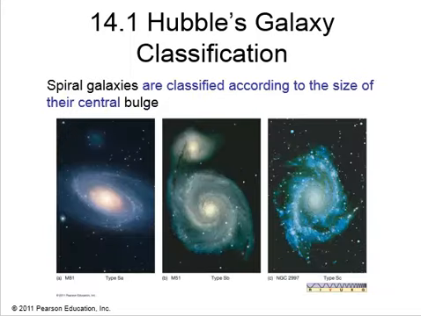Now, taking a look at Hubble's galaxy classification, he identified 4 different types of galaxies, and the first that we're going to take a look at are what we call spiral galaxies. Now, spiral galaxies are classified according to the size of their central bulge. And so when you take a look at these photographs, when we say central bulge, we're talking about this very bright spot here in the center of the galaxy, the brightest part.